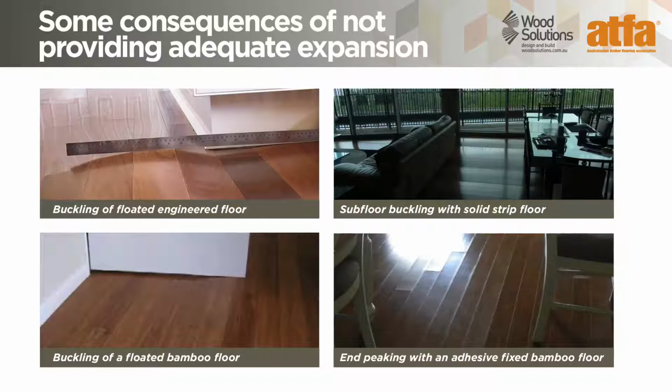The third photo at the bottom left shows a bamboo floated form buckling beneath a door. The bamboo's expansion in length hasn't been allowed for, and the result is a buckled floor. The fourth photo shows what can happen when a timber board expands lengthways. The end joints have been exposed to expansion pressure that they can't endure, causing the end joints to raise. For a solid timber floor, an allowance around the perimeter of the flooring is necessary to allow for movement.